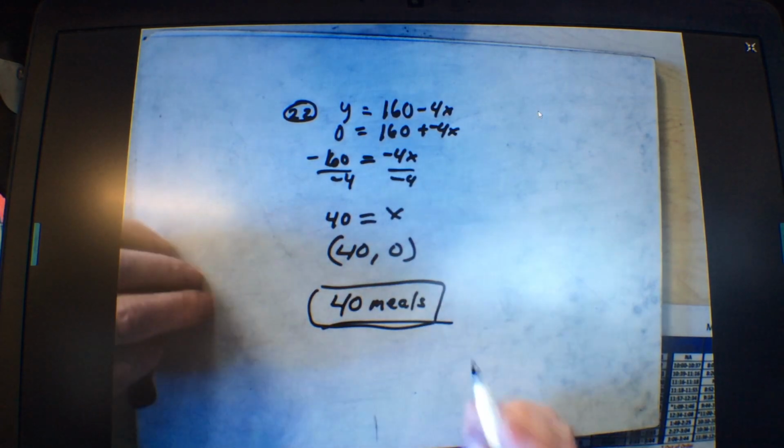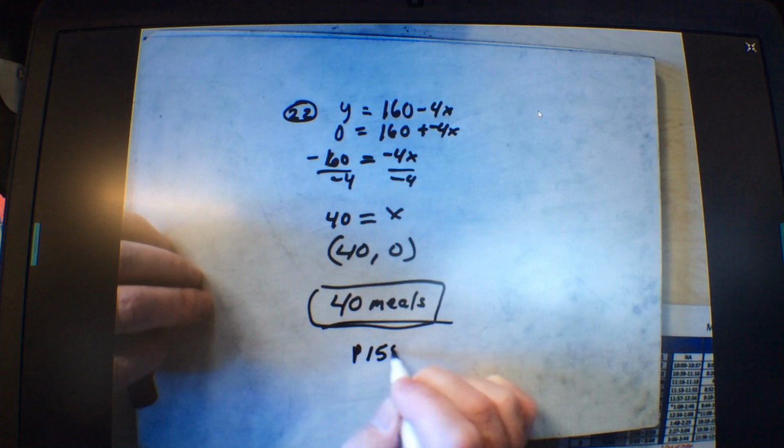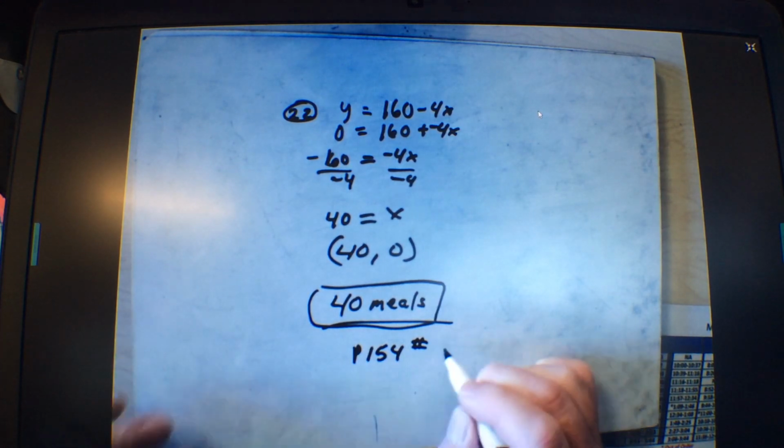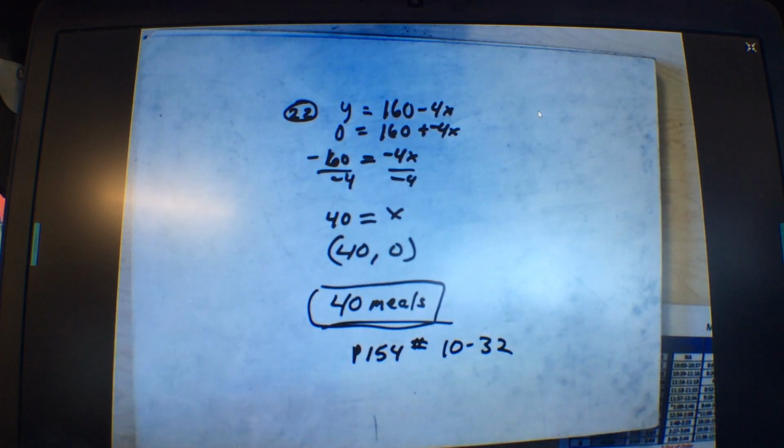Your assignment. Page 154, and I'll give you tomorrow to work on it. Okay? Page 154, thank you, Ashley. 10 through 32. I want you to see how she initiated that. That is awesome. The more you initiate, the better it is for you. Okay, 154, 10 through 32. Due Wednesday.